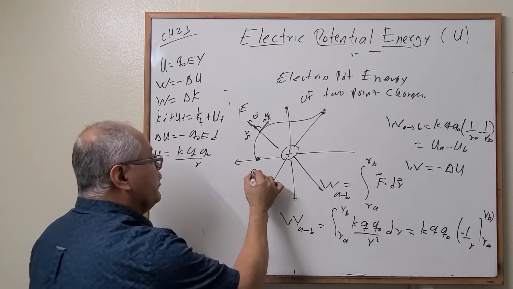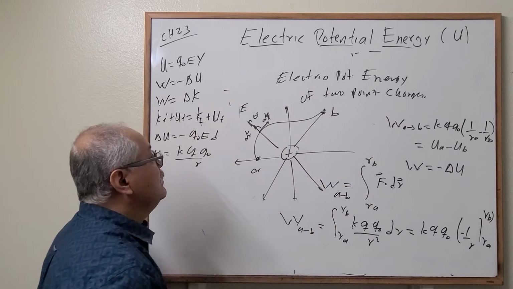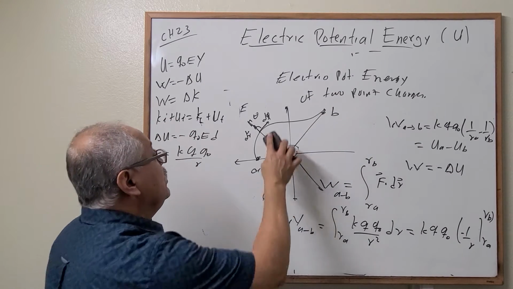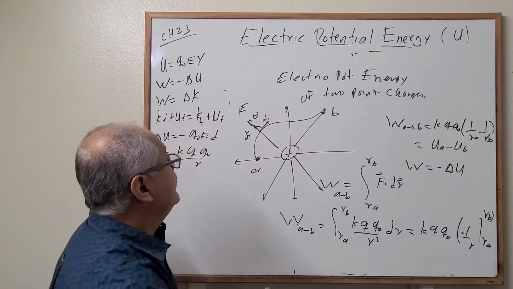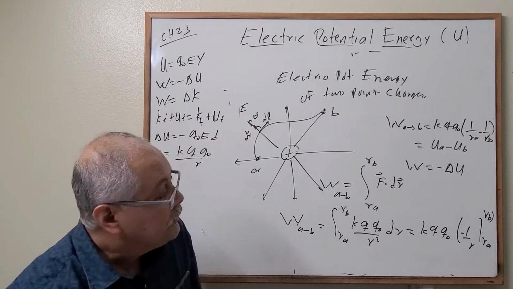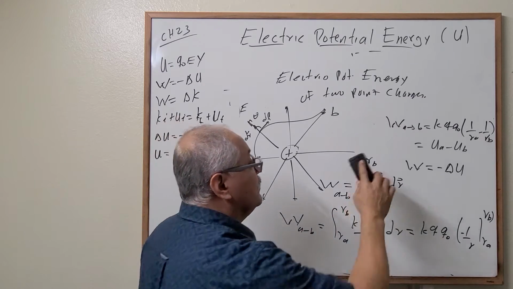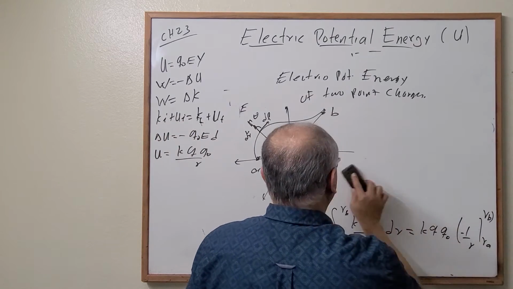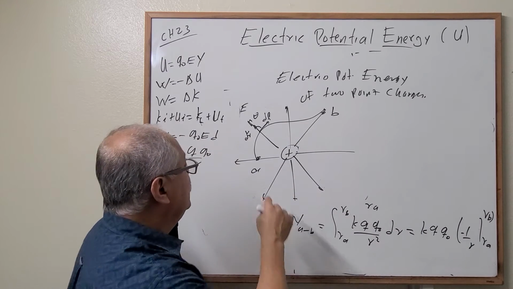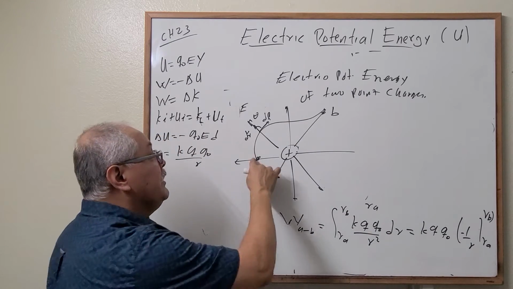Correct? This is point A, this is point B. Perfect. Now this is the L, this element, that section, the element of the path, correct? Now, the same thing as before, let's find the work done by the electric field from here to there.